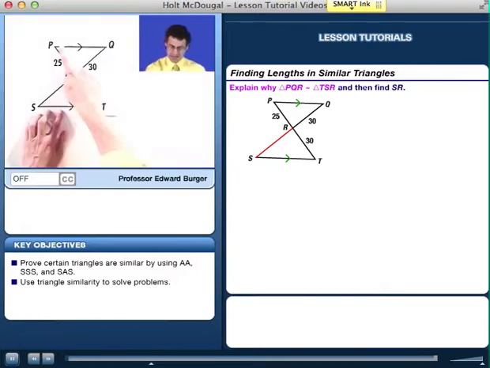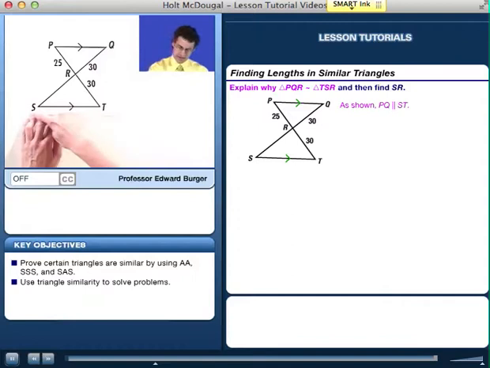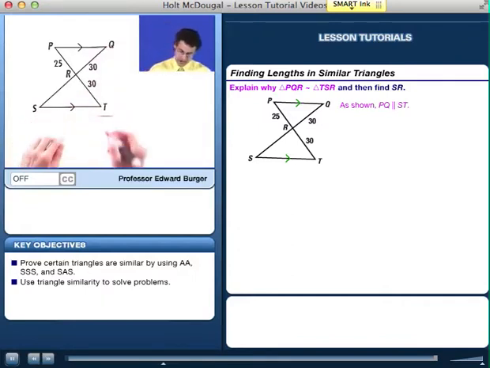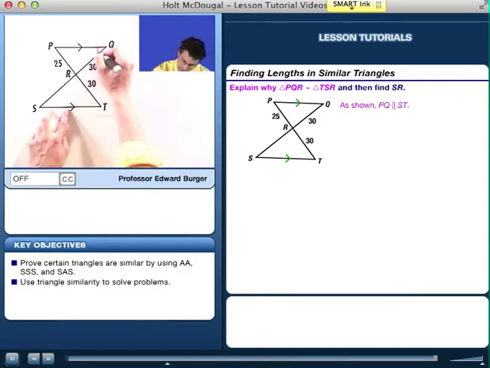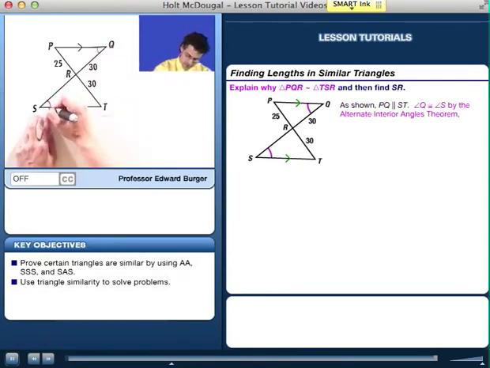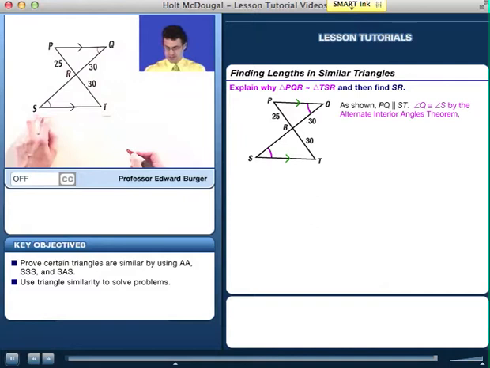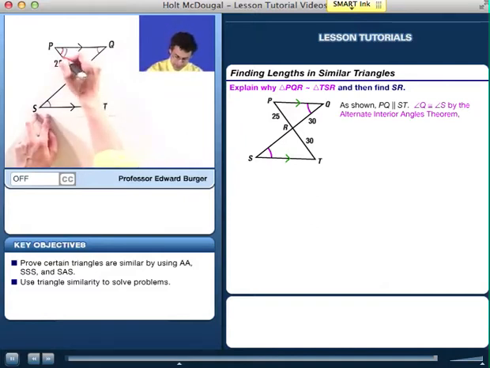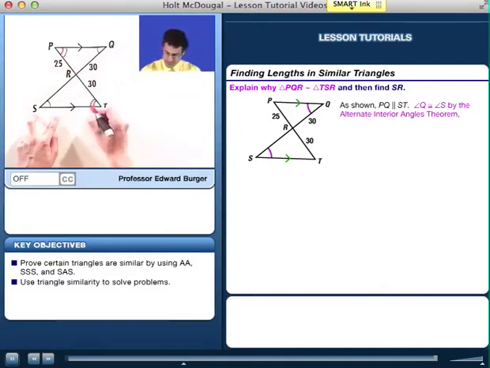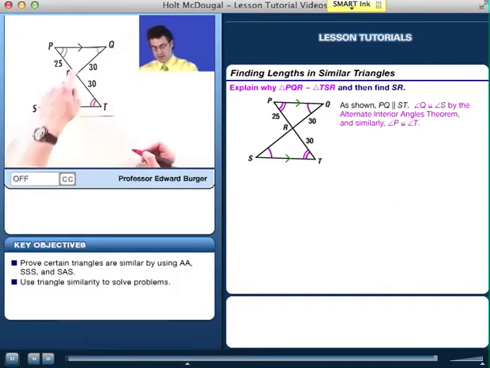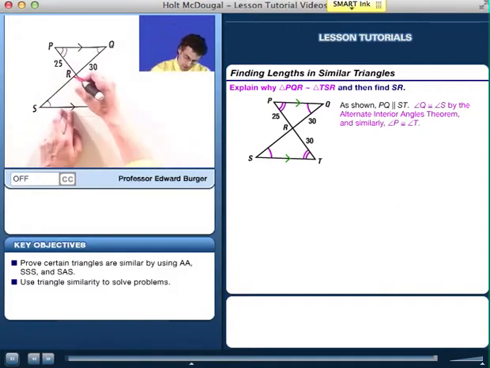Since this line is parallel to this line, I can think of this as a transversal. I know alternate interior angles are congruent, so this angle right here is going to be congruent to this angle way over here. Similarly, if I look at this transversal, I see that this angle here is going to be congruent to this angle here. These two angles are vertical angles, so by the vertical angle theorem they're congruent.